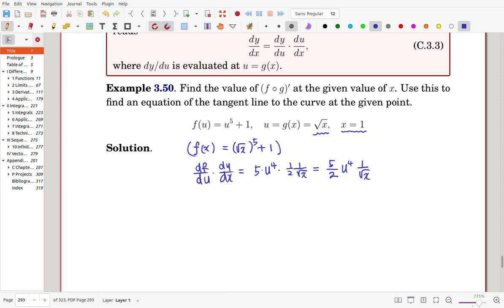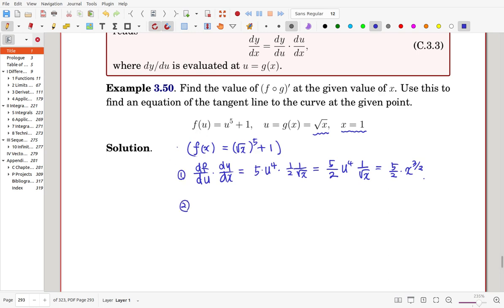Now, u is square root of x, so if you plug square root of x here, then that will be x squared and minus half power, so that there is a 5/2 times x to the 3/2. So that is the derivative. Okay, that is the first part.